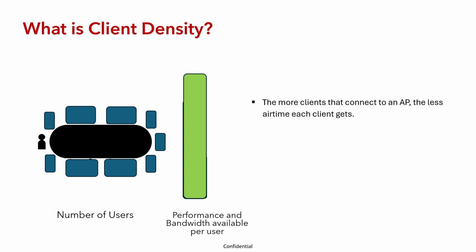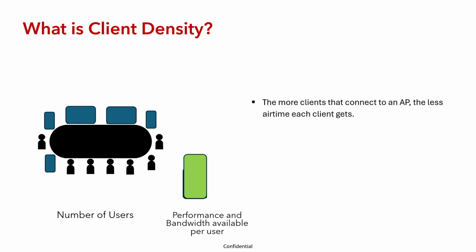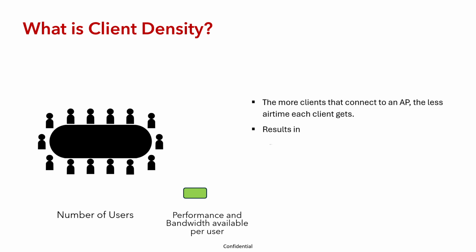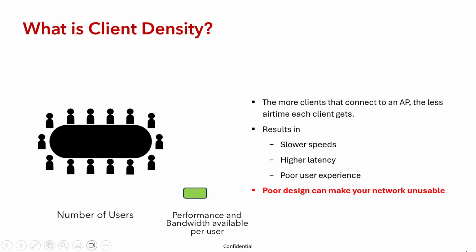The more clients that connect to the AP, the less airtime each client will get. If I keep on adding more users, the bandwidth and the performance per user will go down. So this results in slower speed, higher latency, and poor user experience. This creates a unique challenge for wireless LAN design. In high density scenarios, poor design can make your network unusable. That's why understanding and planning for client density is very, very crucial.